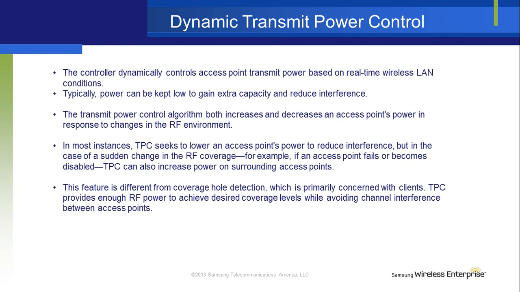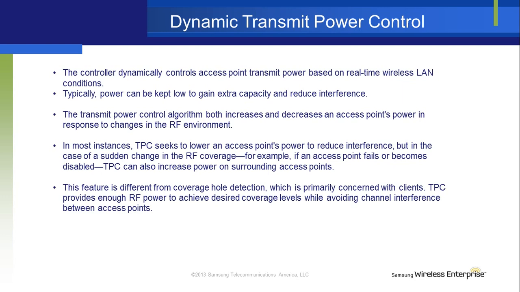In the case of dynamic transmit power control, the controller dynamically controls the access point transmit power based on real-time wireless LAN conditions. These are the messages that are sent back to the controller, and the controller adjusts the power level based on what it hears, what kind of RF environment a particular access point is in. Typically, the power is kept low. It normally always decreases the power. You would never see it increase the power unless it's doing some sort of correction on coverage hole detection, which we will talk about in the next slide. So for the most part, it decreases the power to reduce interference.